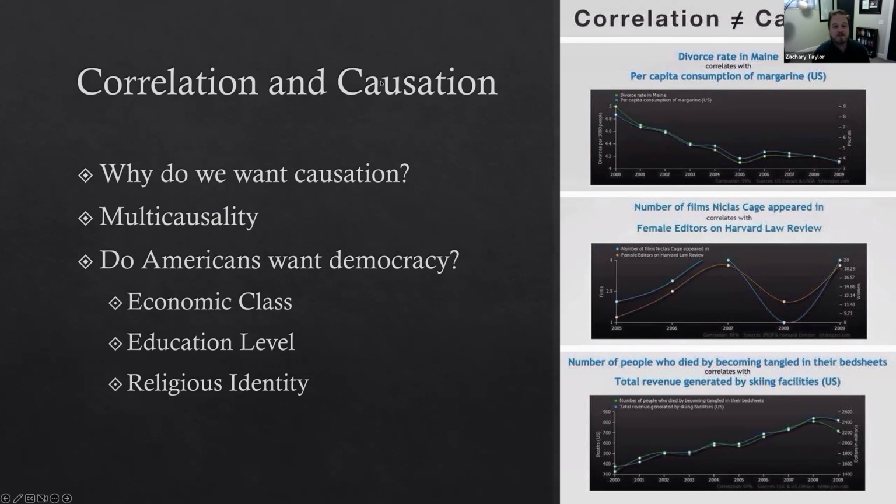So we try to find causation, and oftentimes it is difficult, because it can be a very disconcerting process, and it can also be a very confusing process. You can oftentimes find something like the number of people who died becoming entangled in their bed sheets, and you're like, oh look, this lines up really nicely with the total revenue generated by skiing facilities in the United States. But to tie those two together, to find that causation, is the difficult step and is often much more complicated than it may seem at first on the surface.